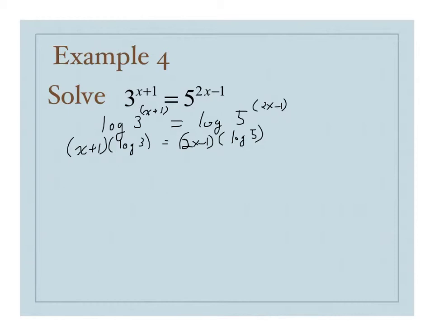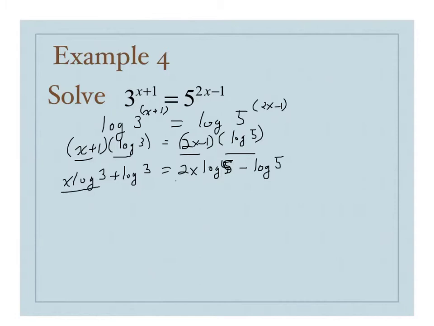Now, my goal again is to isolate x. I'm going to try and solve for x. So what I'm going to do this time is, because I have factors, and I don't like those, I'm going to expand everything, then group my x's together, and then isolate my x. So I'm going to distribute log of 3 into this x plus 1, so I'm going to get x log 3 plus log 3, and on this side I'm going to have 2x times log of 5 minus log of 5.